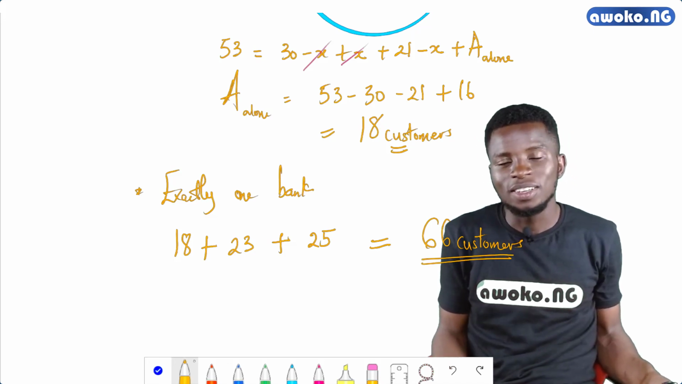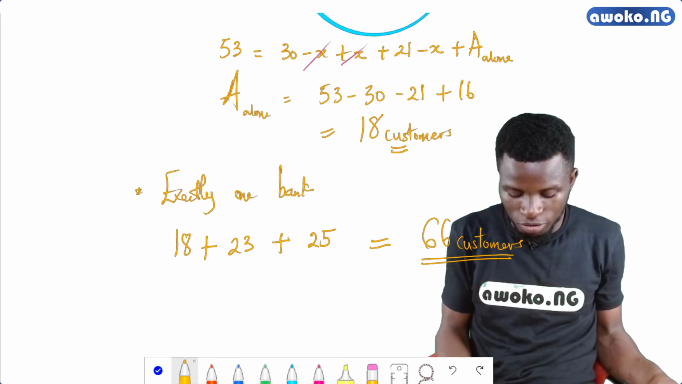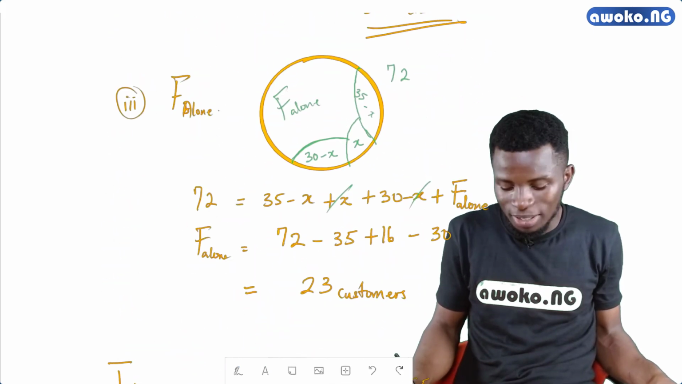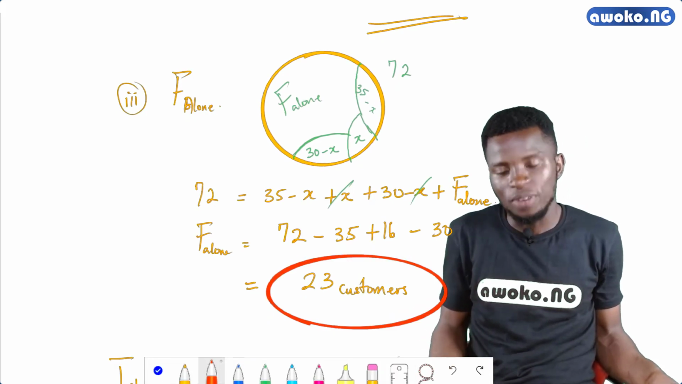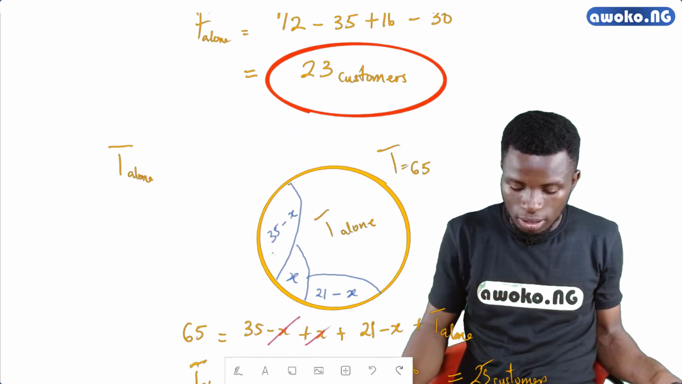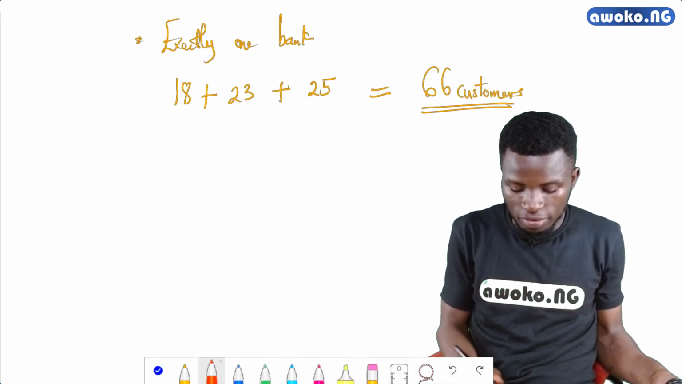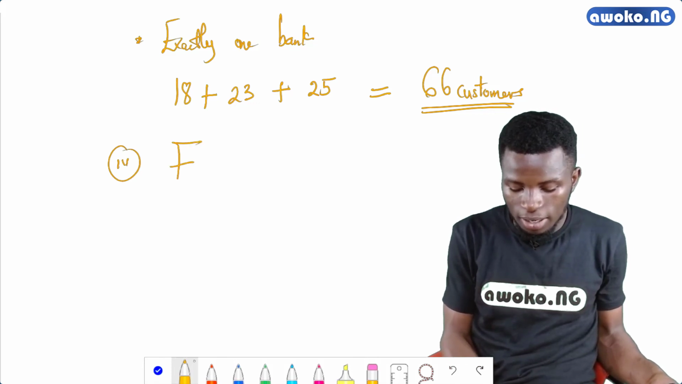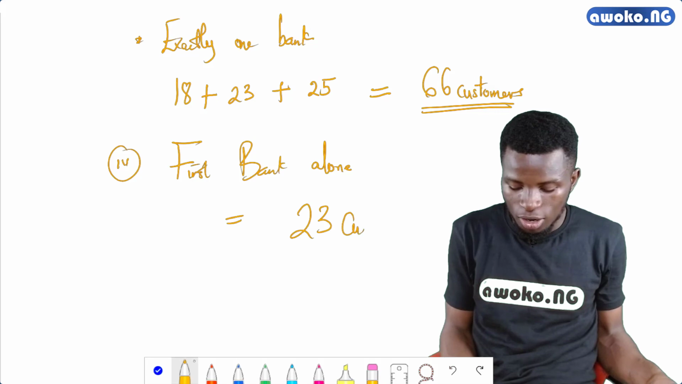Now the fourth one says we should find First Bank alone, and of course we've been able to find the number of customers that banked with First Bank alone, which is equal to what we have over here. Therefore, to complete these, we have that the fourth one, which is First Bank alone, will give us 23 customers.